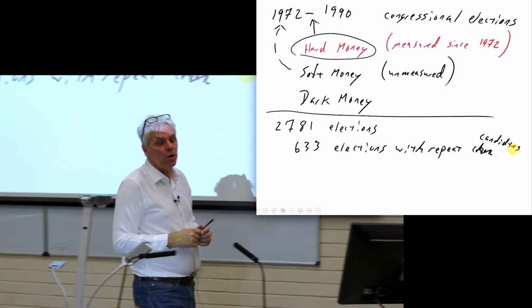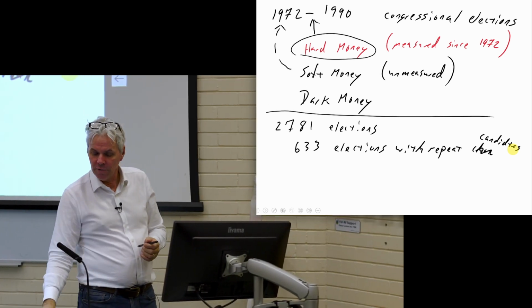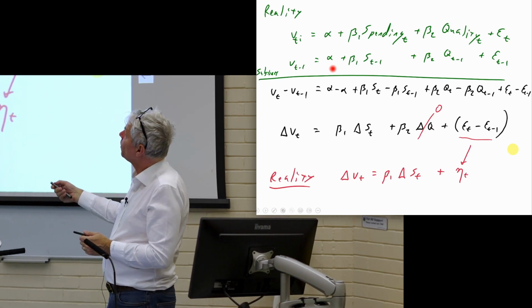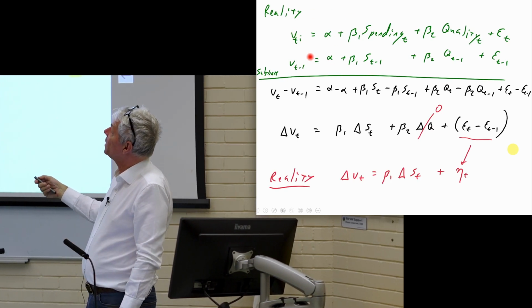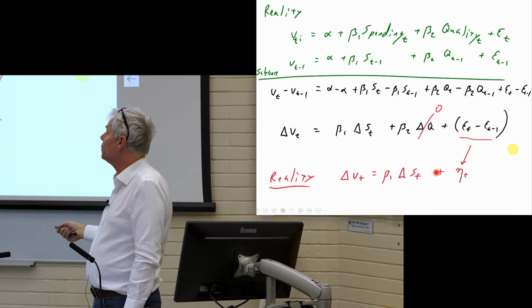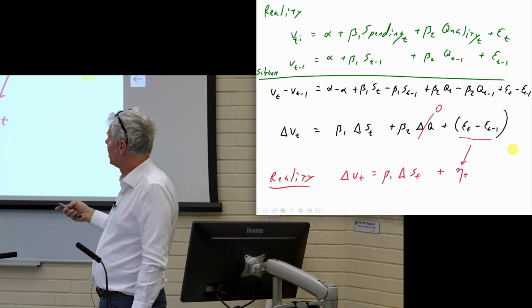But of course, we can't use all that, because what we're going to do is difference them. Right? We need to take the new election and subtract the old election to be able to do this kind of thing. So we can only use about half of them.